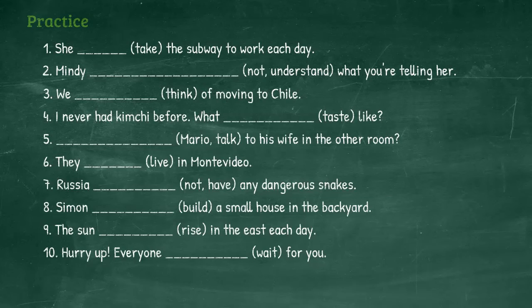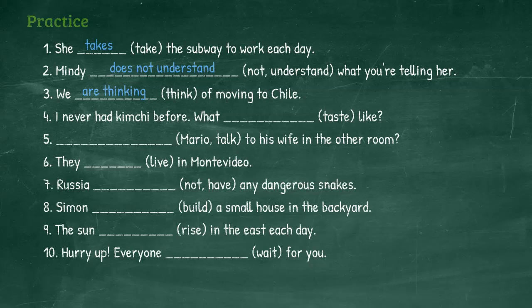Okay, let's see what we have here. Number 1, she takes the subway to work each day. Number 2, Mindy does not understand what you are telling her. Number 3, we are thinking of moving to Chile. Here we say thinking because we are considering the idea of moving. Maybe they will move, maybe they won't move.